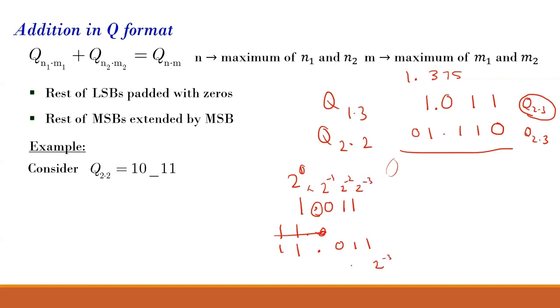So this is 2 raised to minus 3, 2 raised to minus 2, 2 raised to minus 1, 2 raised to 0, and 2 raised to 1. And this will be multiplied by minus 1. So this will be minus 1 into 2 raised to 1. So the value of this will be equal to minus 2 plus 1 plus 0 plus 0.5 plus 0.25, sorry, plus 0.125.